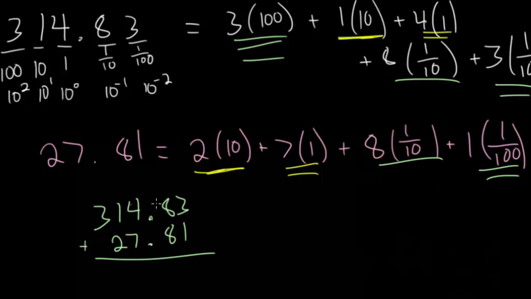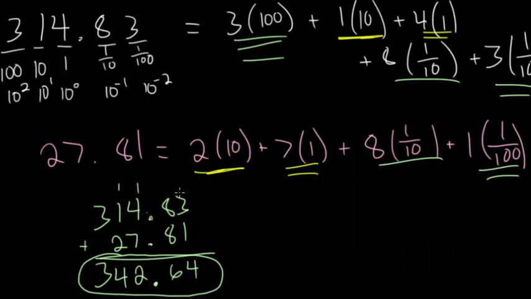So anyways, when we add these together, we just go straight down the column. So 3 and 1 make 4, 8 and 8 make 16. We carry a 1, 5 and 7 make 12. The decimal just carries down, and we have to carry a 1 over here since this was 12. 1 and 1 make 2, 2 and 2 make 4, and then the 3 will just carry down. So when we add these two numbers together, we should get 342.64.